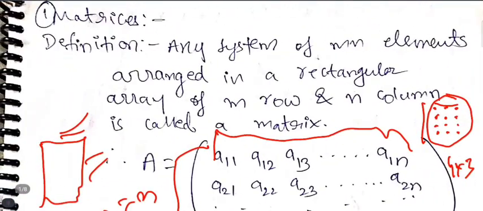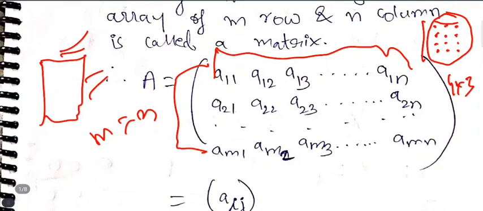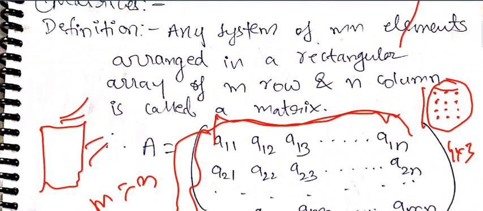So any system of mn elements arranged in a rectangular array of m rows and n columns. There will be m rows like the one given over here, and there will be n columns, so mn elements will be there. That's why mn elements arranged in a rectangular array of m rows and n columns is called a matrix. And what is the difference between a matrix and a determinant? You will have to wait for that.